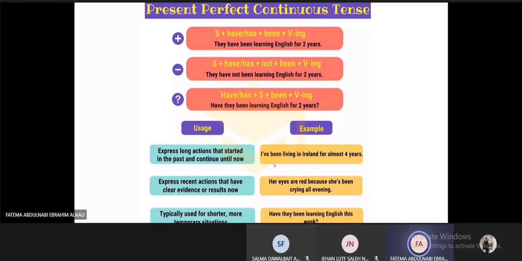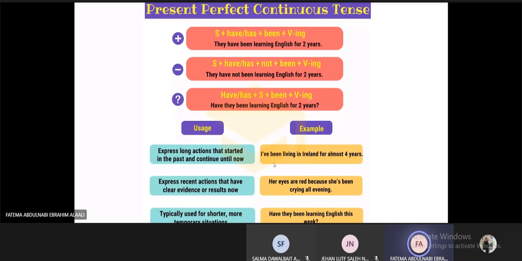Second, express recent actions that have clear evidence or results right now, like her eyes are red. This is the result because she has been crying all evening. She has been crying all evening is a recent action, and the result of this action is that her eyes are red.